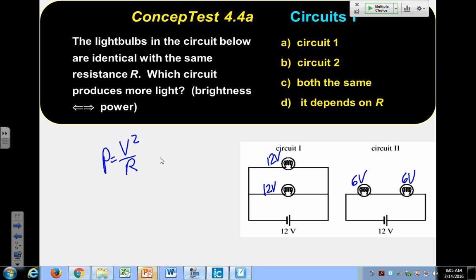But one of our expressions is this. If R remains the same, and I change V, then I'm going to change the power. So these bulbs will be 4 times as bright as these bulbs. So you get a lot more power out of that parallel circuit.